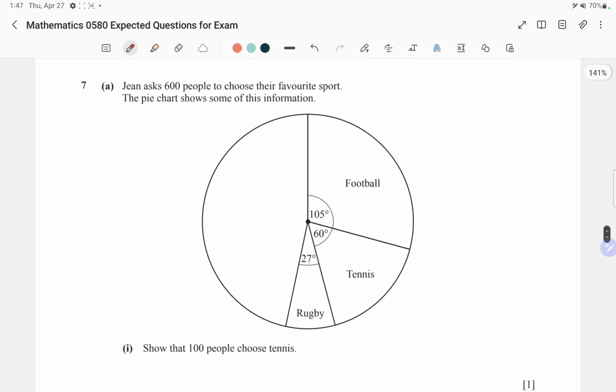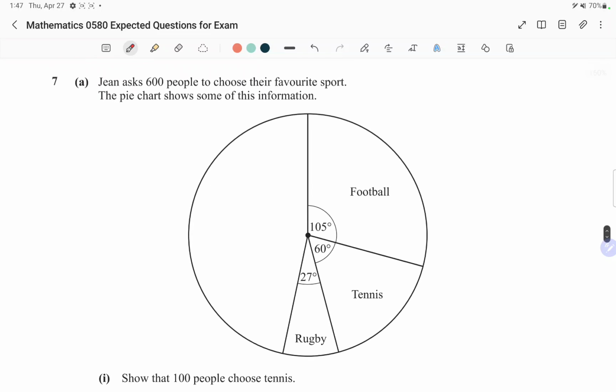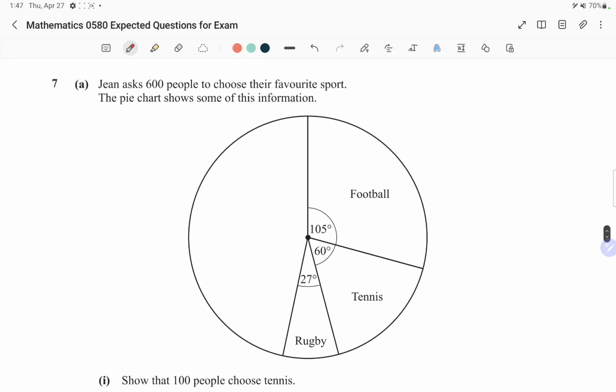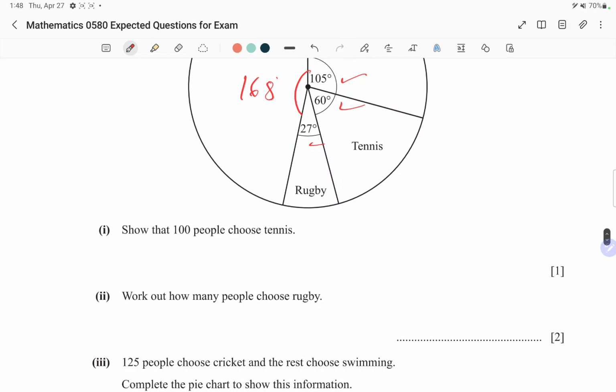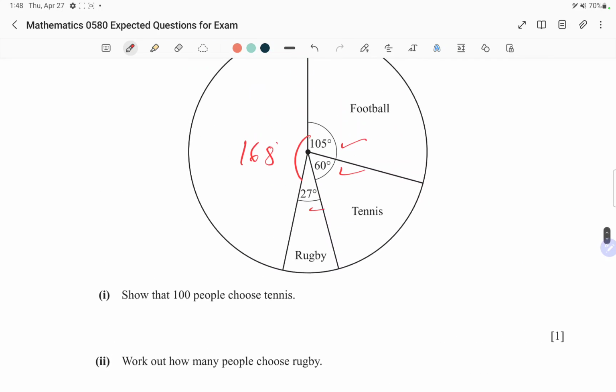Now move to the next question, which says Jean asked 600 people to choose their favorite sport. The pie chart shows some of this information. So 105, 60, 27, we can get this angle also, which is 360 minus 105 minus 60 minus 27, which is 168.